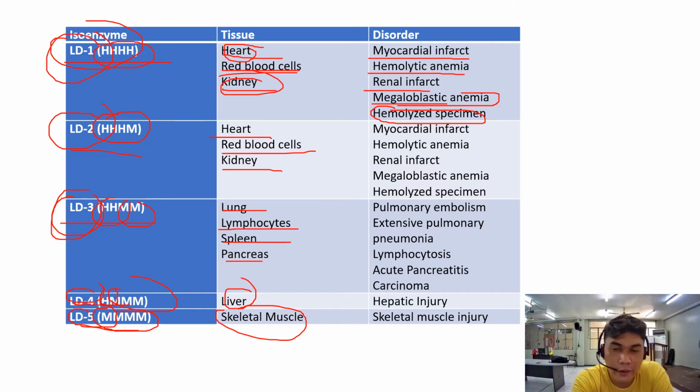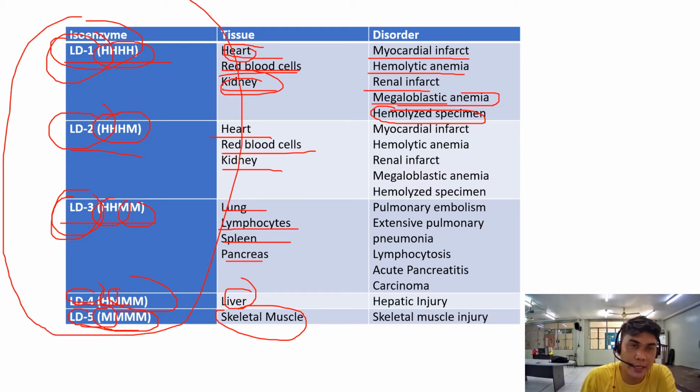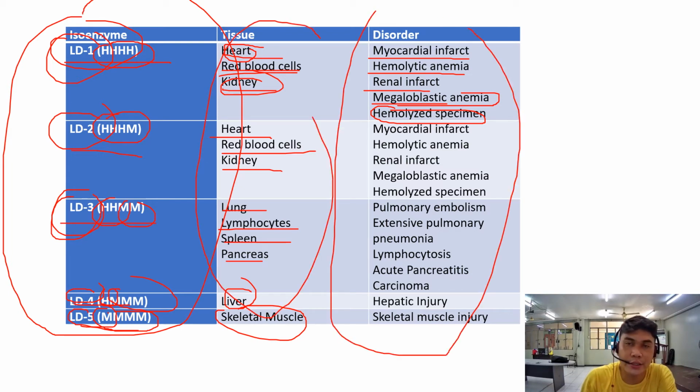Okay? So, any cancer is associated with an increase in LD3. Next, LD4, hepatic injury, because the major source is the liver. Then, for LD5, skeletal muscle injury. Okay? So, these are the isoenzymes of lactate dehydrogenase, the tissue sources, and disease correlation.